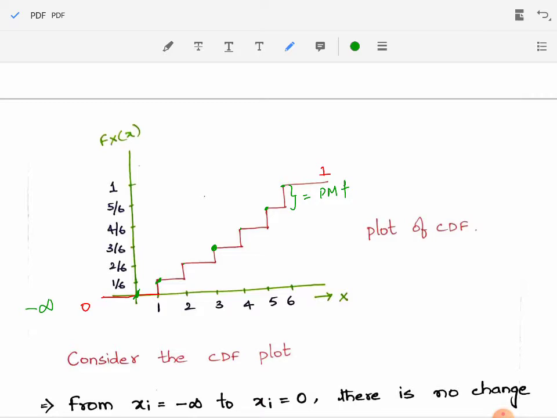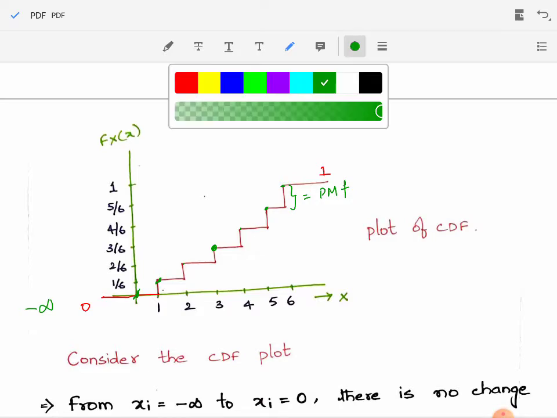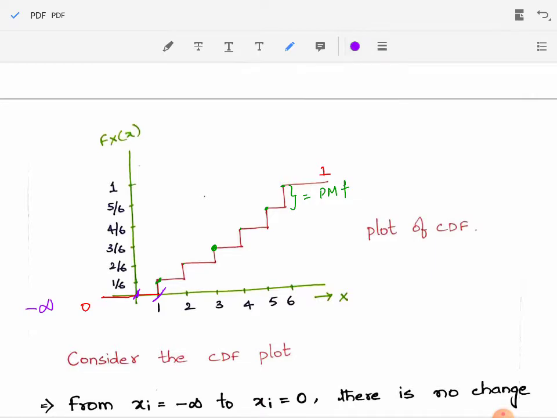And at xi equal to 1, the CDF changed from 0 to 1 by 6. So the PDF at xi equal to 1 is 1 by 6. Now from xi equal to 1 to xi equal to 2, again there is no change in the CDF. So once there is no change in the CDF, the PDF also will be equal to 0.